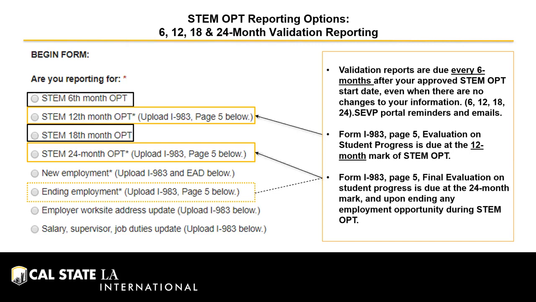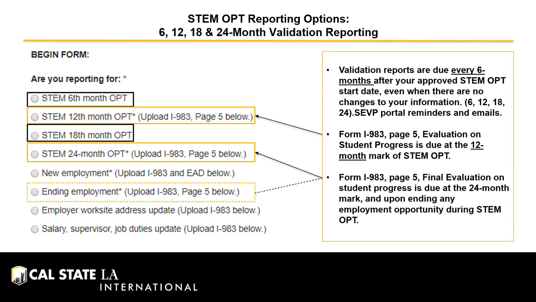All right, please know that your SCVP portal is going to be sending you notifications and reminders about when your validation reports are due. You're also going to receive email reminders to whatever email account is linked to your SCVP portal. You should be receiving messages saying, hey, you have a 6-month validation report due on such and such date, and will tell you that you need to start thinking about submitting that.